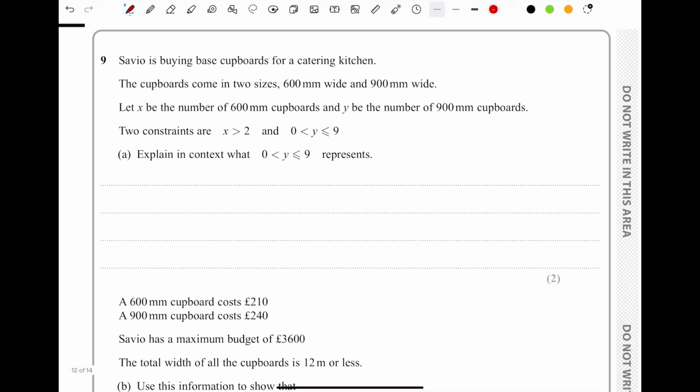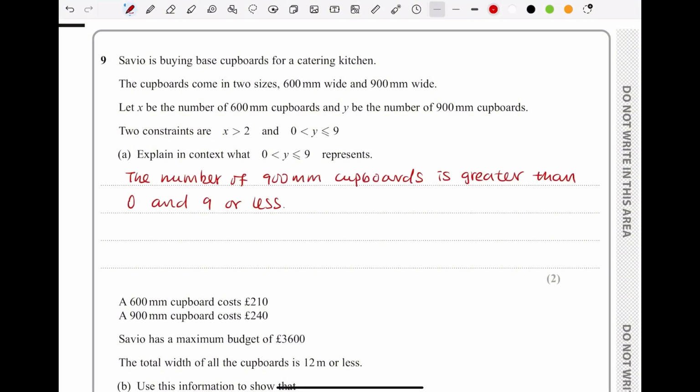Now in this question, we are told that the cupboards come in 2 sizes, 600mm wide and 900mm wide. X is the number of 600mm cupboards, and Y is the number of 900mm cupboards. 2 constraints: X greater than 2 and 0 smaller than Y smaller than or equal to 9. So we wanted to explain in context what 0 smaller than Y smaller than or equal to 9 represents. So Y is the number of 900mm cupboards. Therefore, that means the number of 900mm cupboards is greater than 0 and 9 or less.